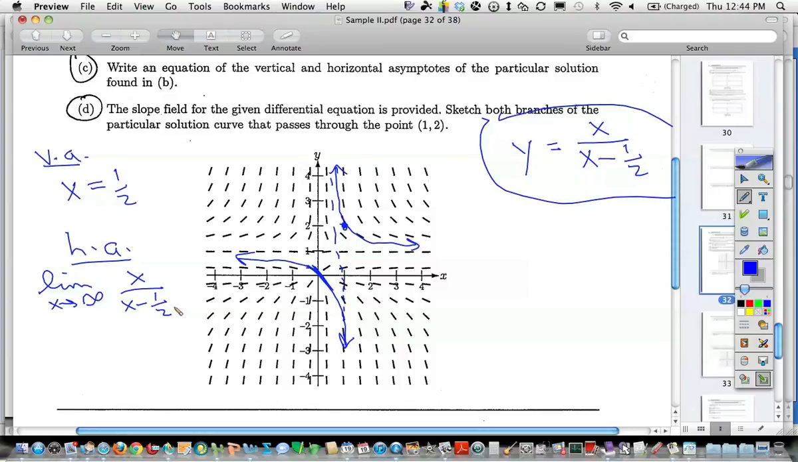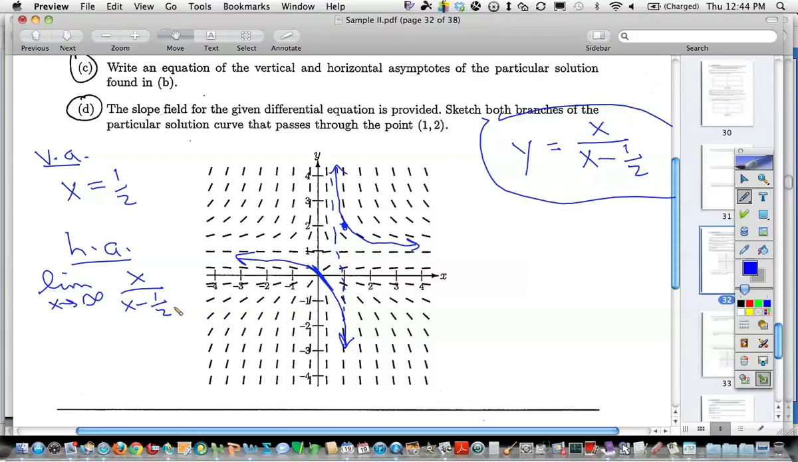We also had L'Hopital's rule. L'Hopital's rule said if you get 0 over 0 or infinity over infinity, you can continue on by doing what? Derivative of the top, derivative of the bottom. Remember that? That was L'Hopital's rule, f prime over g prime. Derivative of the top, derivative of the bottom.